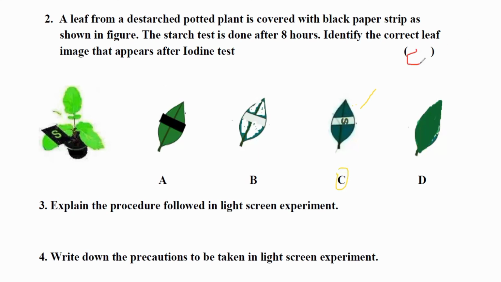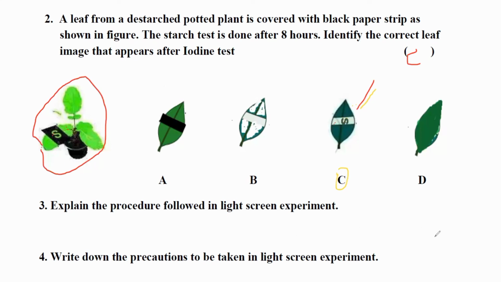Why? Because the healthy potted plant has the light screen attached, which is a cut design S. Inside the S it turns into blue black color, and these two portions are also converted into blue black color. This part does not turn into blue black color. So C is the correct answer.